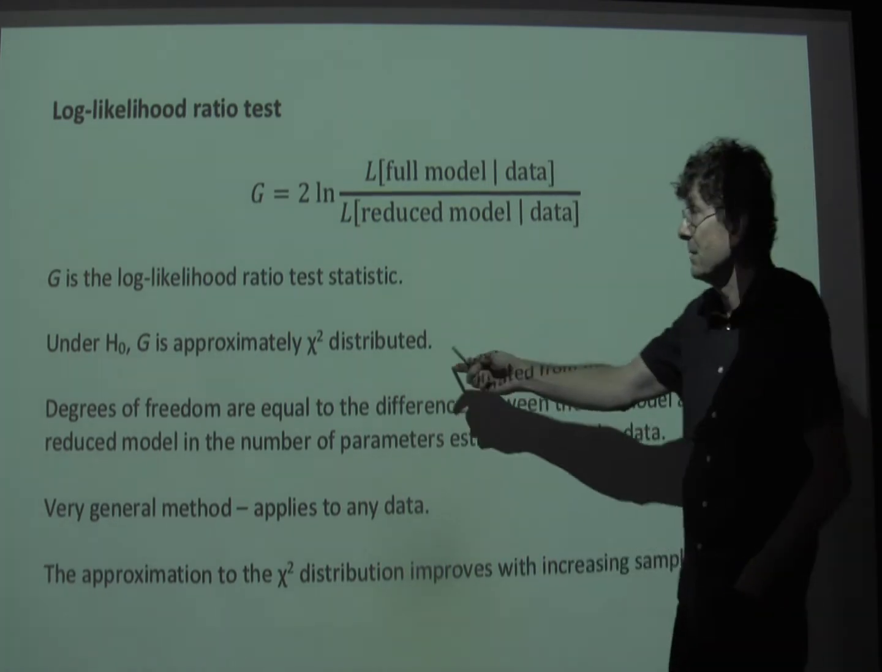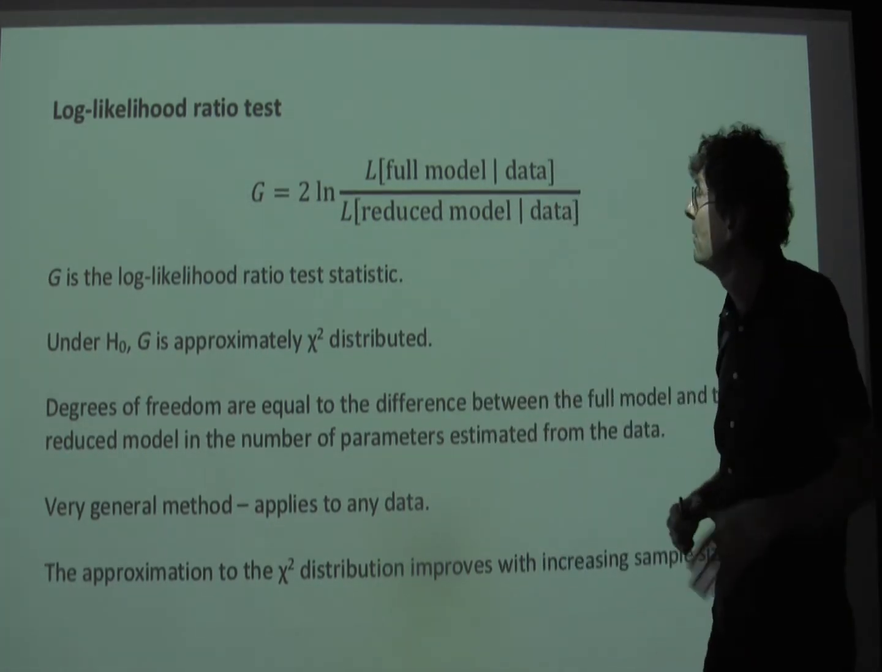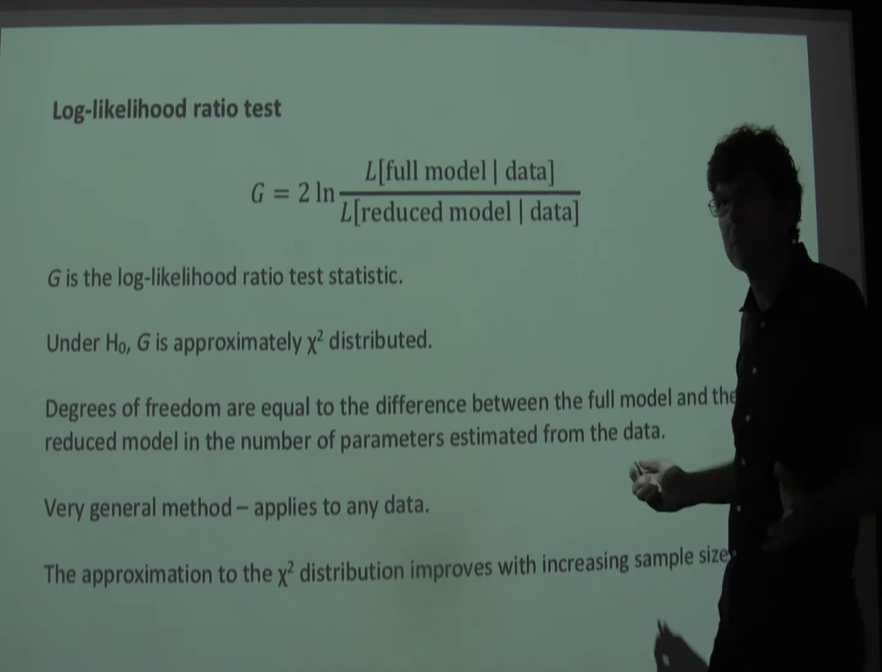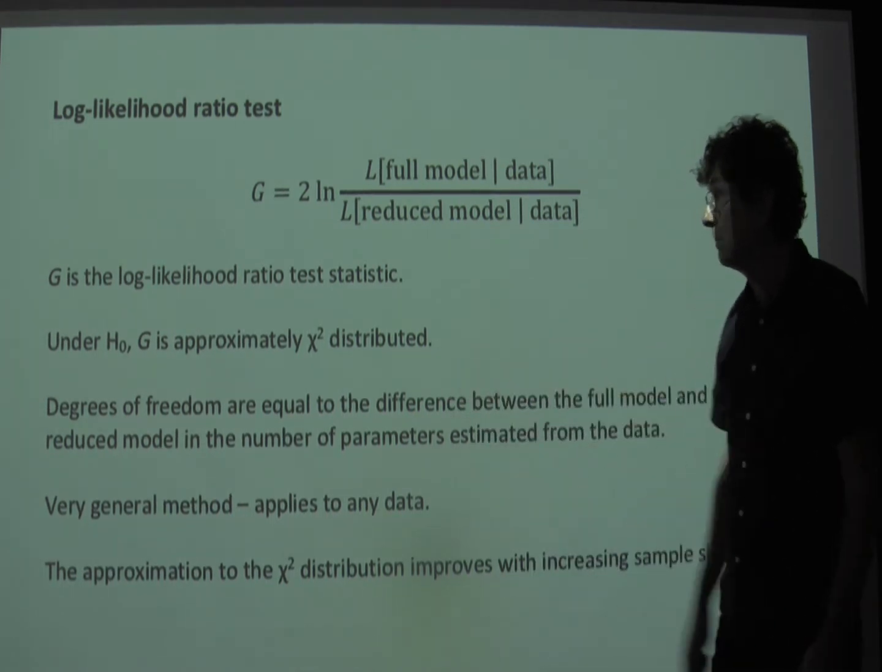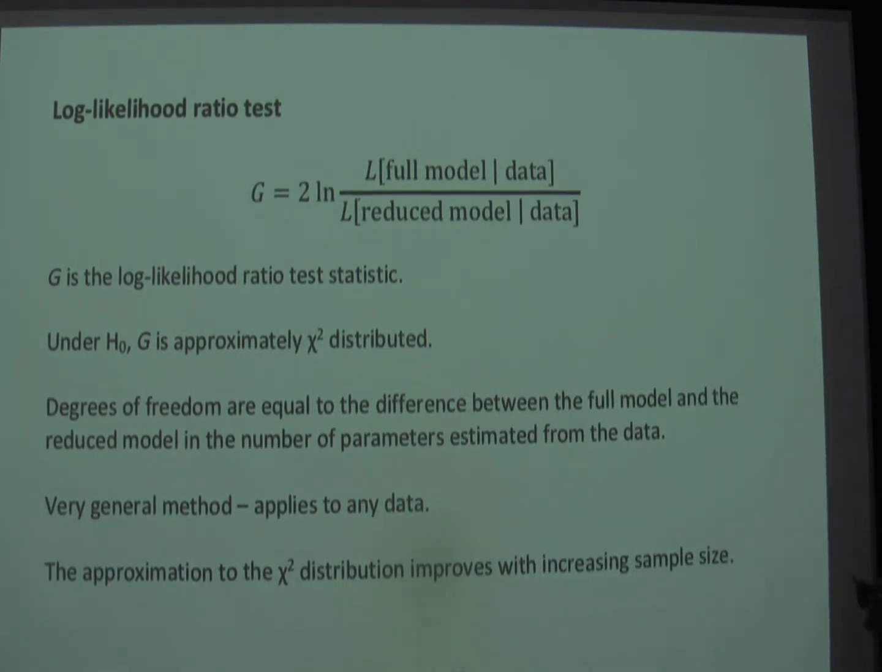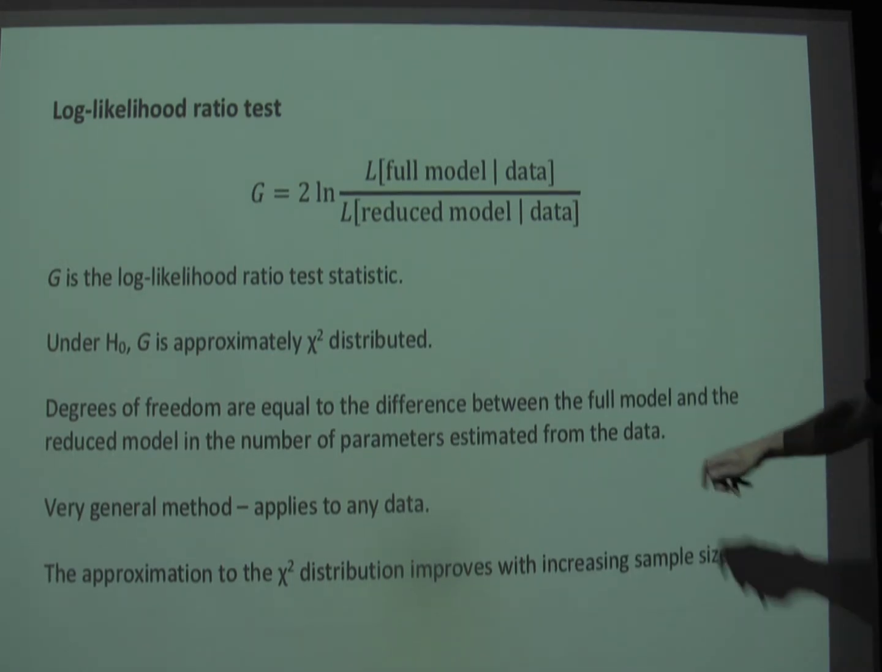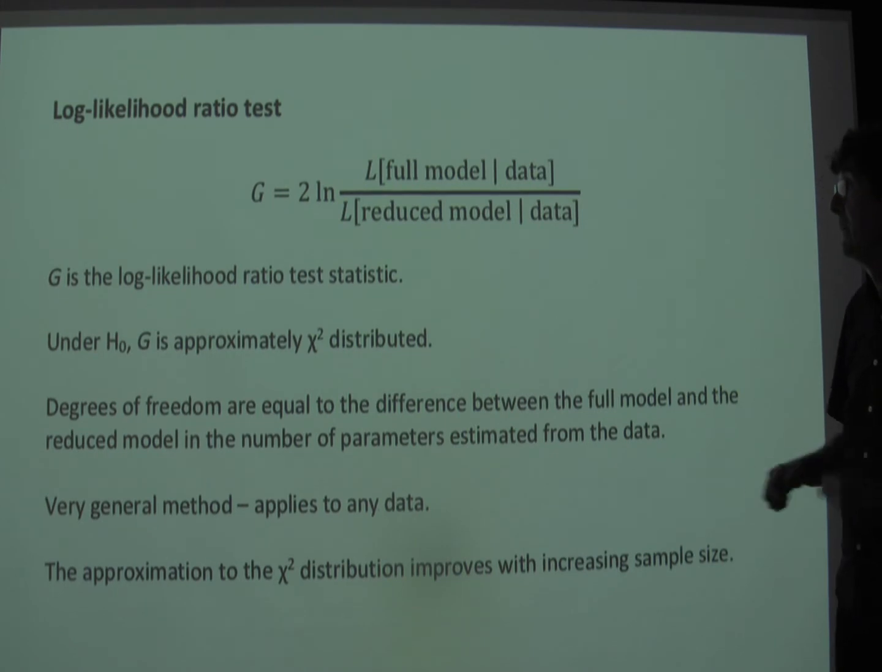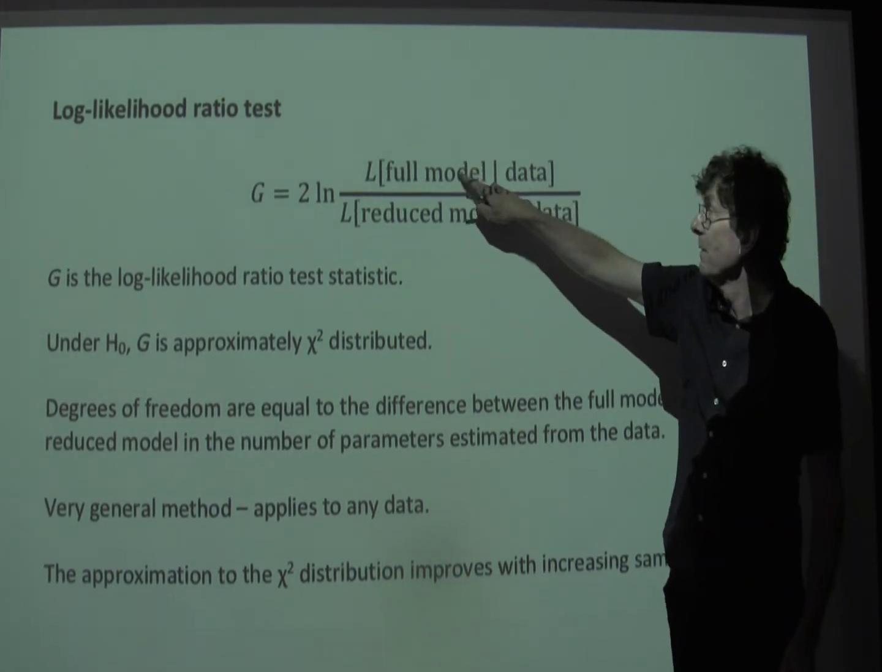So under the null hypothesis, no matter what likelihood formula you're using, any application, it's completely universal, G is approximately chi-square distributed, and that approximation improves with increased sample size. And the degrees of freedom for that chi-square statistic is just the difference in the number of parameters between this model and this model.